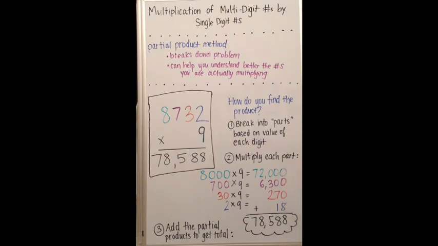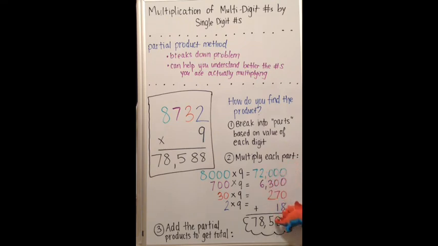So then, after I've multiplied each part, I add the partial products to get the total product. So, I'm going to add up my ones place. 0 plus 0 plus 0 plus 8 is 8. 0 plus 0 plus 7 plus 1 is 8 in the tens place, which would really be 80 if you're talking about value. But we'll just stick with just what the digit looks like. 0 plus 3 plus 2 is 5.